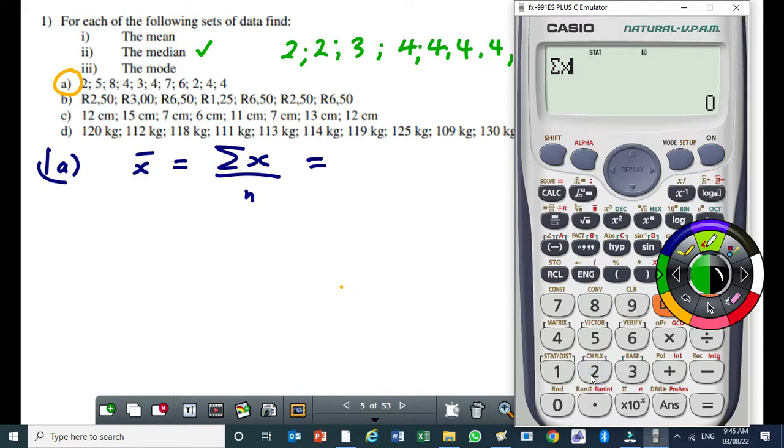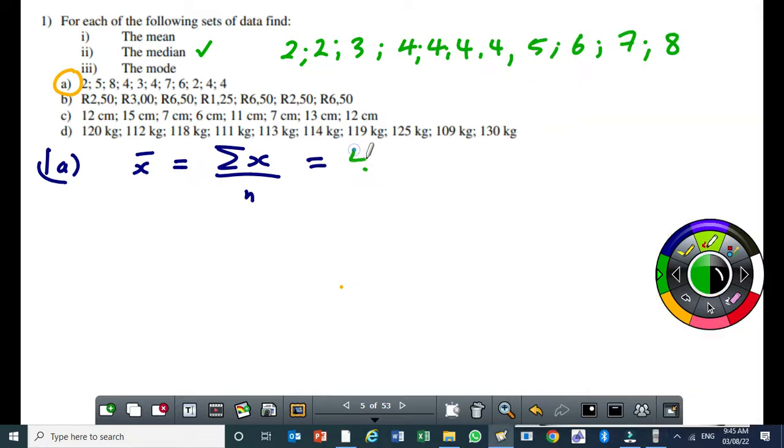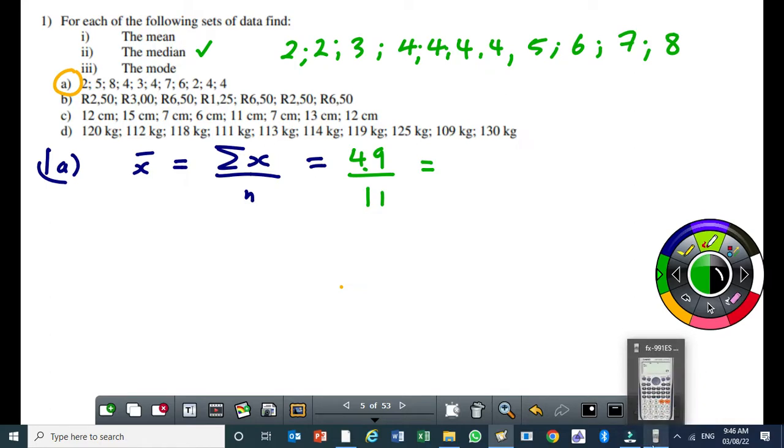Then you press equals. You get 49. Are you following? Yes. So we put 49 there, then you divide by 11. Now, if you want, you can just divide 49 over 11, then round off your answer to 2 decimal places. But your calculator can also calculate the answer for you.